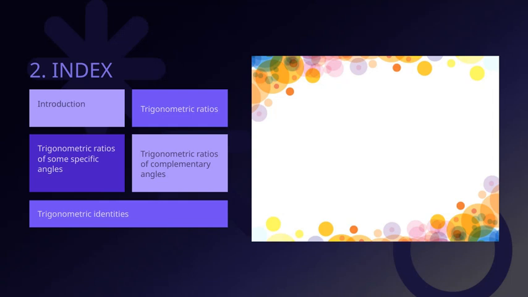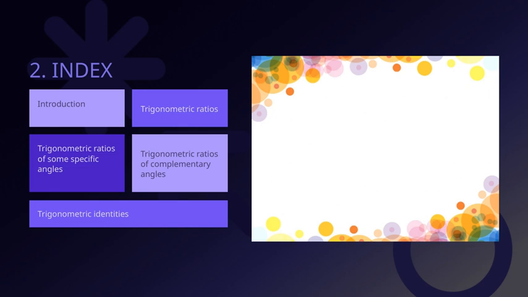Let's take a closer look at the index for this presentation. First, we'll start with an introduction to set the stage for understanding trigonometry. Then, we'll explore the ratios of some specific angles, which are fundamental to many applications. Moving on, we'll discuss the general concept of trigonometric ratios, including sine, cosine, and tangent.